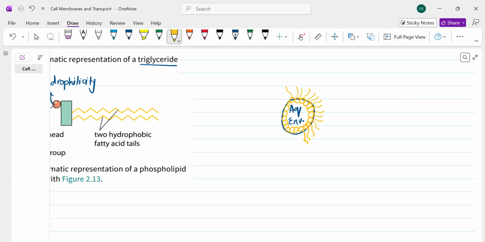Micelle formation has two configurations. It depends on the condition in which you are having the phospholipid. If the phospholipid is facing water inside like this, the aqueous environment is inside, then the arrangement will be like this: the head part will be facing the aqueous environment and the tail will be outside.